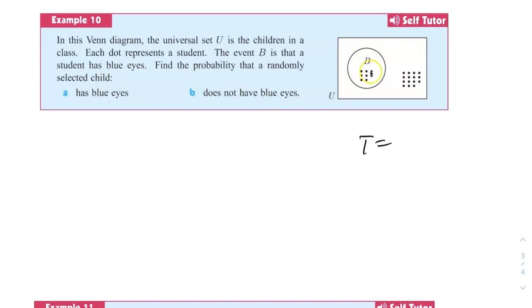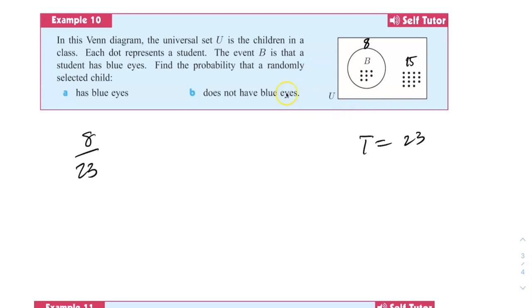Right, so we're just doing a Venn diagram. Looks like there is 8 people in here. And there's how many in here? 4 times 3 is 12 plus 3, so 15. So my total is 23 students. How many of them have blue eyes? So it looks like we have 8 out of 23.